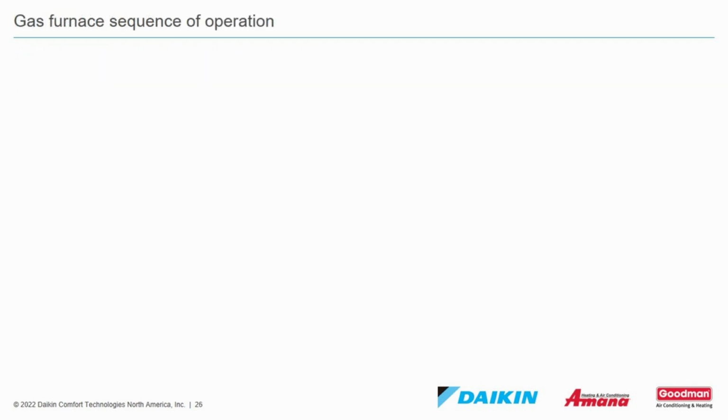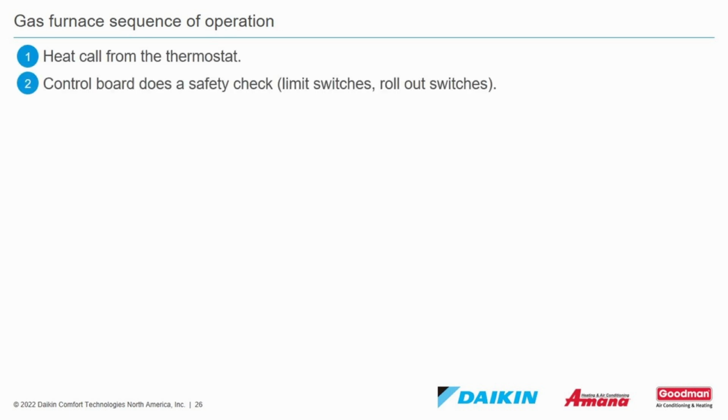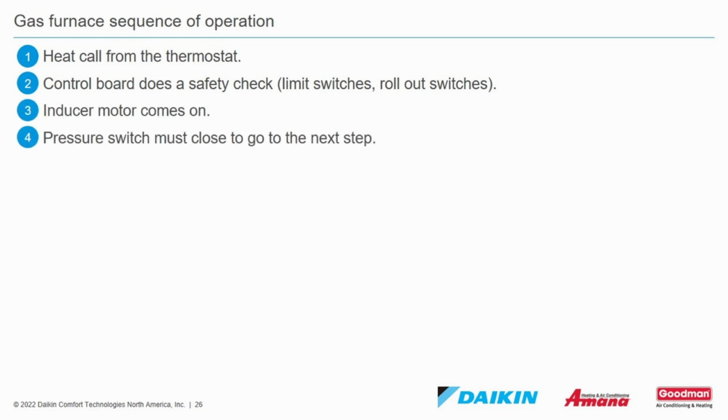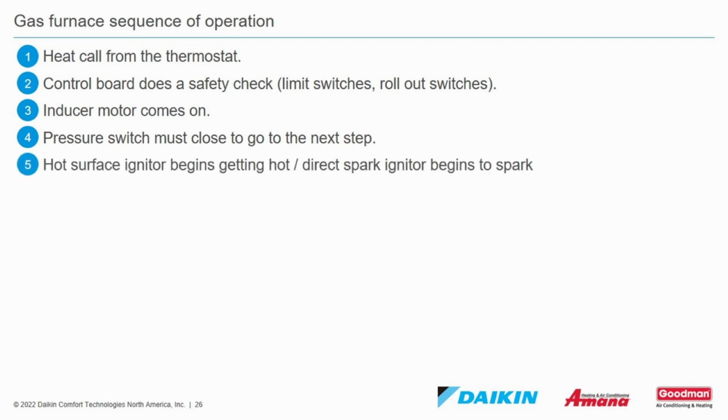Gas furnace sequence of operation. 1. Heat call from the thermostat. 2. Control board does a safety check, limit switches, rollout switches. 3. Inducer motor comes on. 4. Pressure switch must close to go to the next step. 5. Hot surface igniter begins getting hot, or direct spark igniter begins to spark. 6. Gas valve opens.